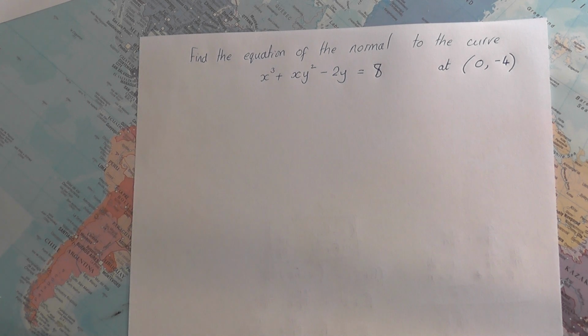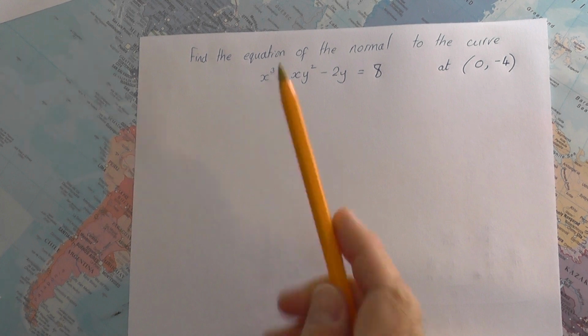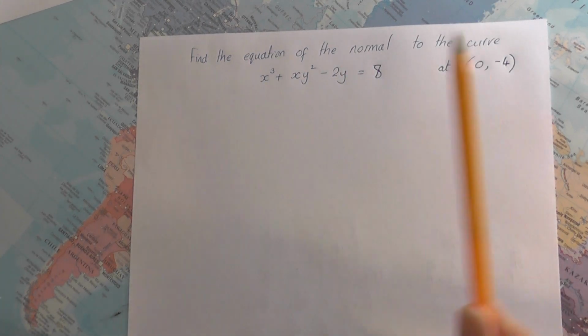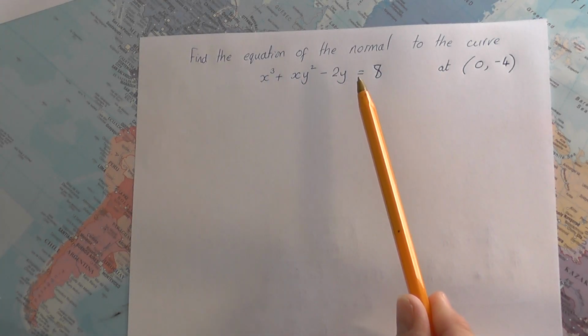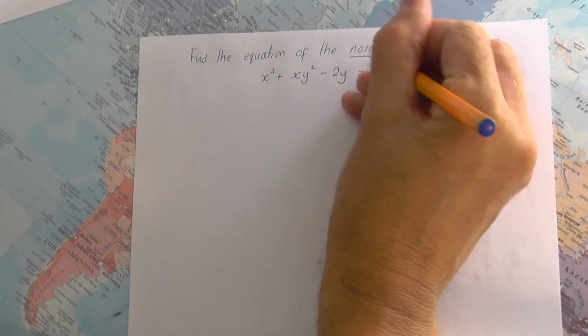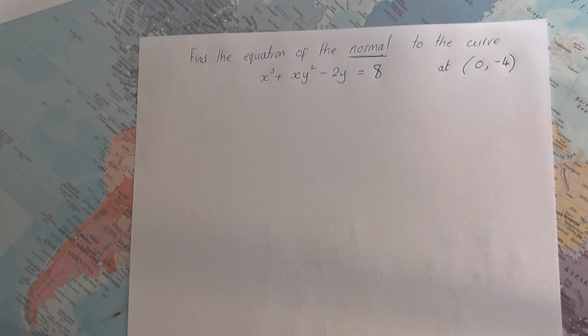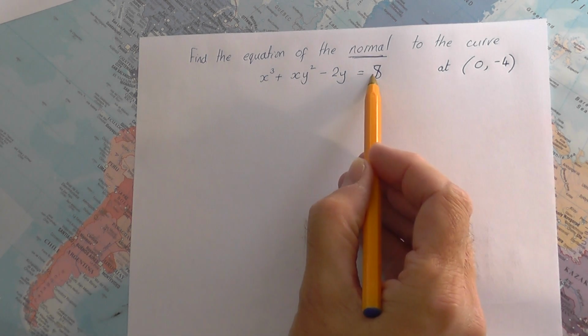Right, time to do a full-blown A-level question on implicit differentiation. Here's a typical standard A-level question. Find the equation of the normal. Notice it doesn't say find the equation of the tangent, find the equation of the normal to the curve, there's the name of the curve, at the point (0, -4).